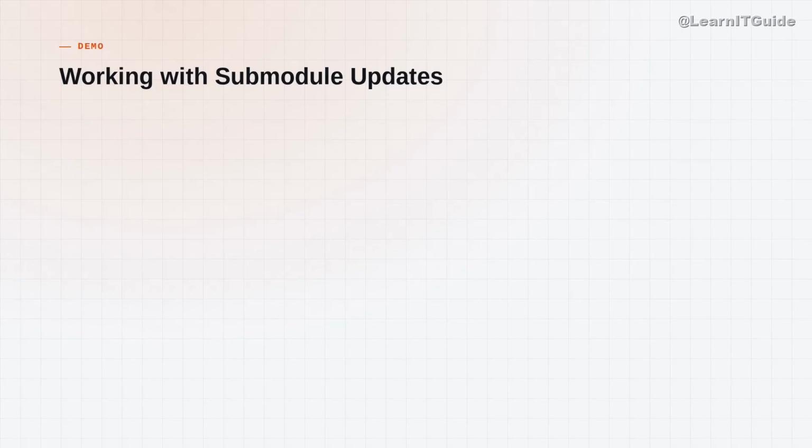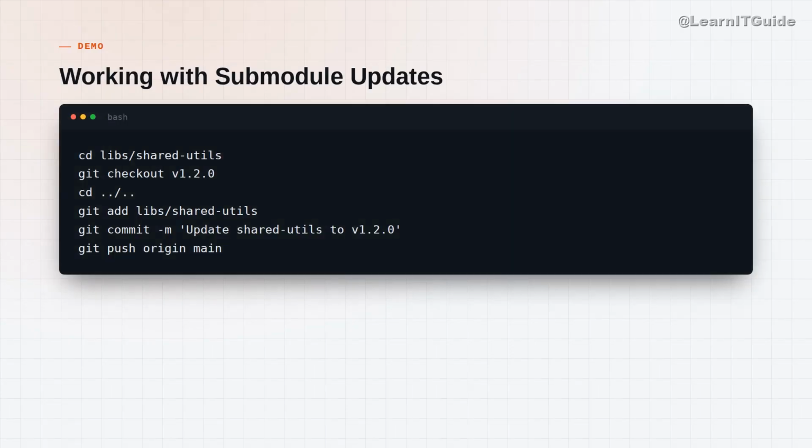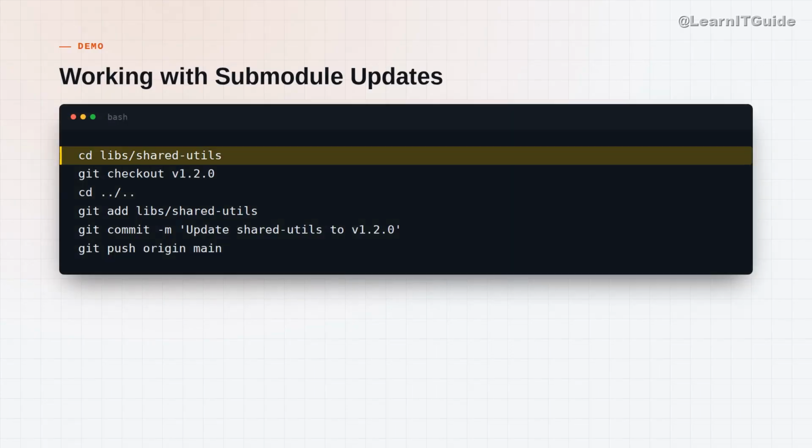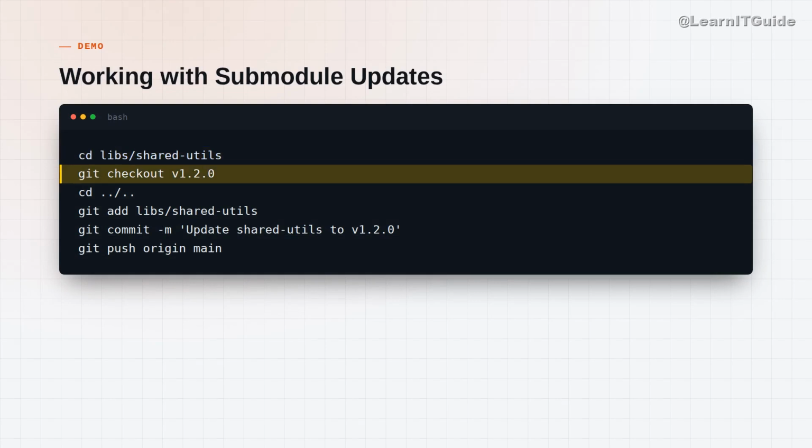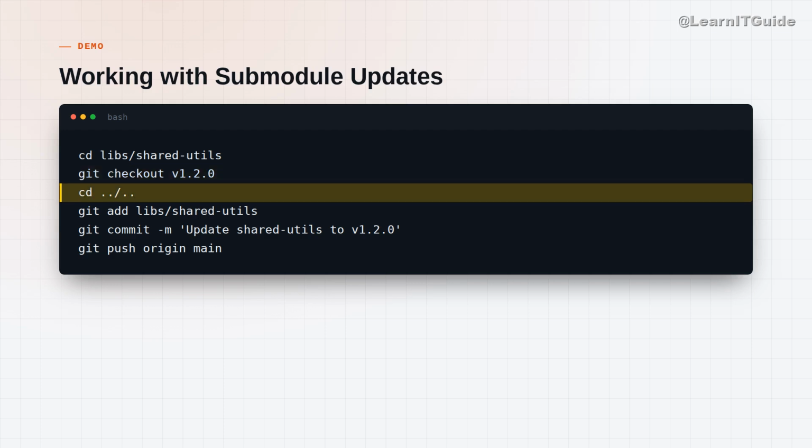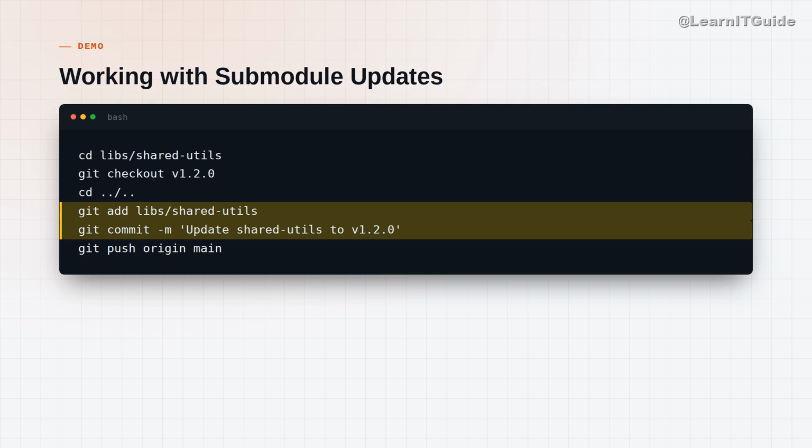Perfect. Now, what happens when you need to update that dependency? You navigate into the submodule directory just like a normal Git repository. You can check out a new tag or a specific commit, as we are doing here with v1.2.0. Once you move the submodule to the new version, you need to go back to the main repository and commit the pointer change. If you don't commit the change in the main repo, your teammates won't see the update when they pull your changes. This is a common step that people miss, so keep it in mind.